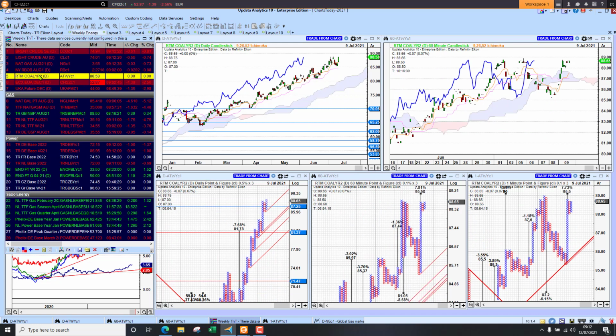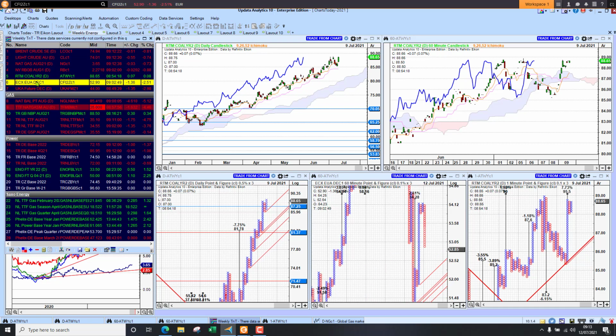Coal is actually holding its own. It looked pretty good last week. $89 is the level that we're watching for a break. And we've got good upside targets, not yet activated. A new move higher would activate those.